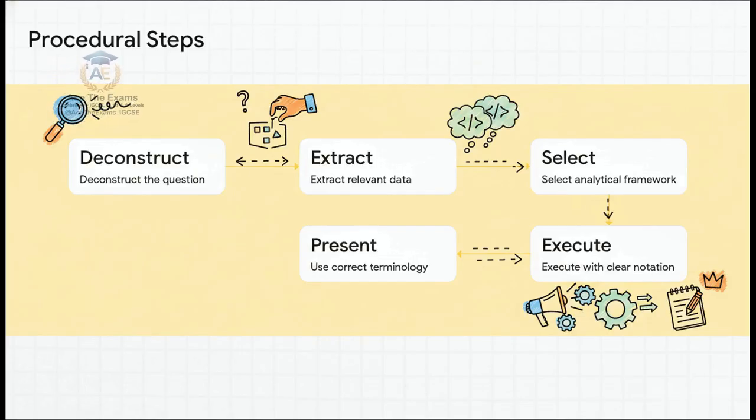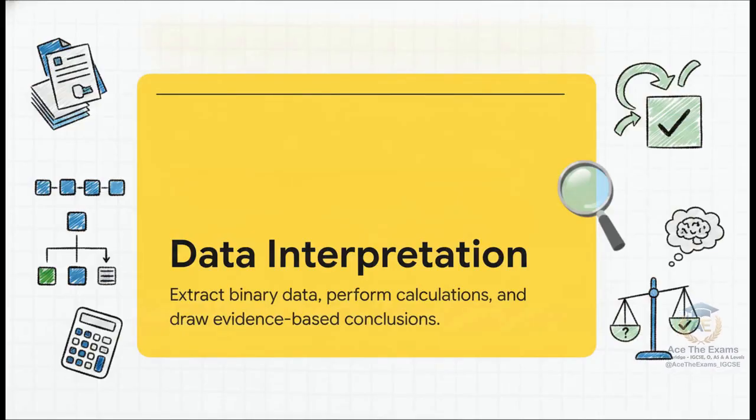Step 4, execute with clear notation. Look, if the question requires algorithmic thinking, you write it out so clearly that the examiner can follow your exact train of thought without guessing. And Step 5, present with correct terminology. Executing this exact sequence acts like a giant flashing sign to the examiner that says you are a highly prepared candidate completely in control of the material. Now, embedded right within that procedural framework is a highly specific skill.